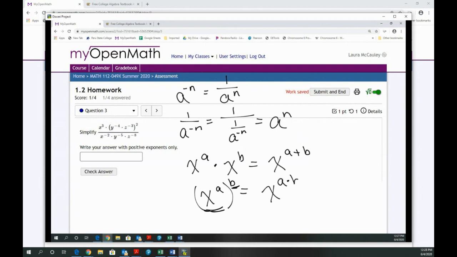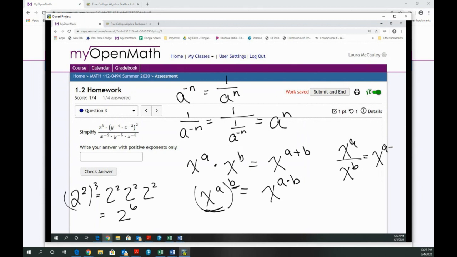Well, multiplication, right? Think about it. 2 squared to the third means you have 3 of these, which means you now have 2 to the 6th, right? Okay, and the last one is if you have x to the a over x to the b. So keep in mind what this means. You have a x's on the top, b x's on the bottom. So what will you be left with?